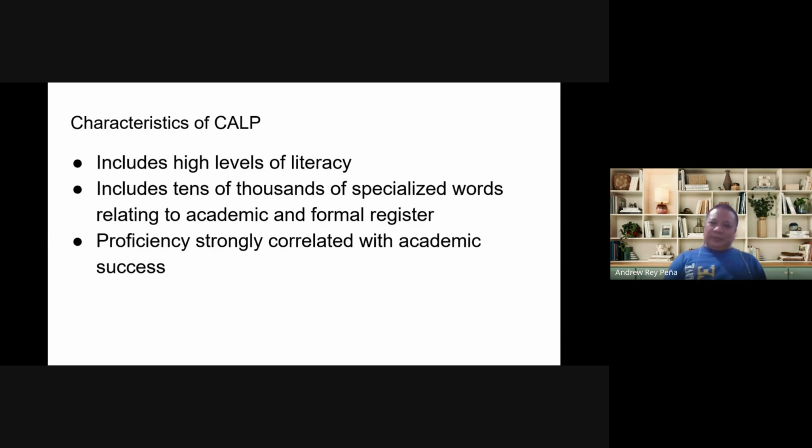And being good with CALP has a strong correlation with academic success. A person who is good in CALP would also be good in his academics, her academics. A person who is not good with CALP would also suffer academically. Okay, so we are comparing BICS and CALP, pioneered by Jim Cummins.